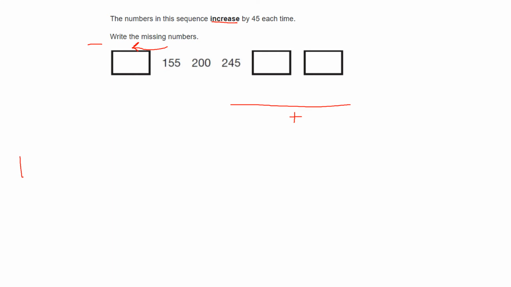So I've got 155. And instead of increase by 45, I am going to decrease to find my original number. So lovely simple calculation. 5 take away 5 is 0, 5 take away 4 is 1, 1 take away nothing is 1. Now, of course, I could do the inverse of that calculation to double check that I am right. So I know that I want my answer to be 155.